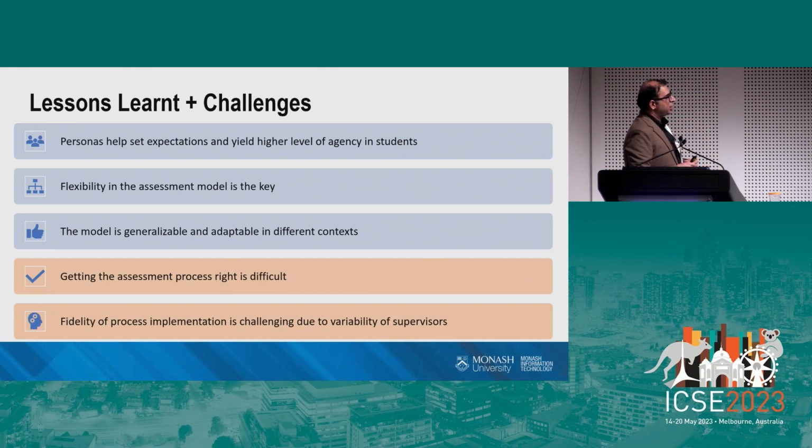Now, the outstanding challenges. We tried to fix a lot of things, and there are still a lot of things which require fixing. So getting the assessment process right is very, very difficult because of a lot of factors. And one of the factors that is an outstanding challenge is the fidelity of process implementation due to the variability of supervisors. So not all the supervisors are invested at the same level in the projects or provide the same type of support or feedback to the students.